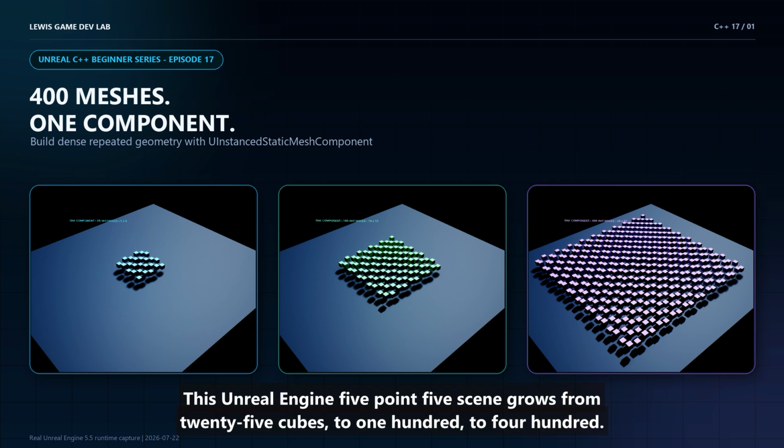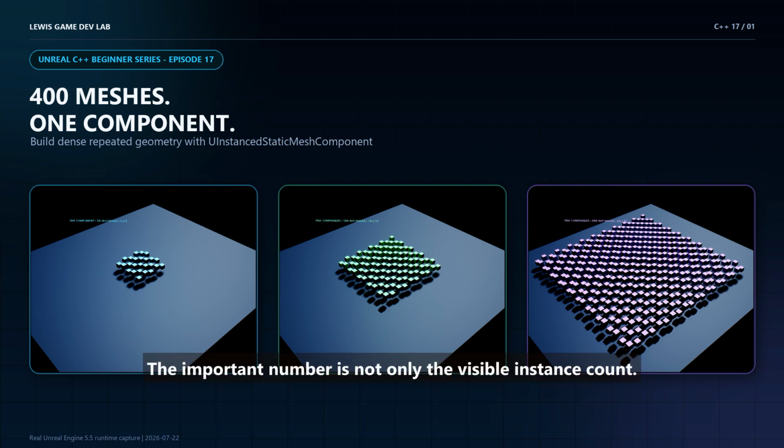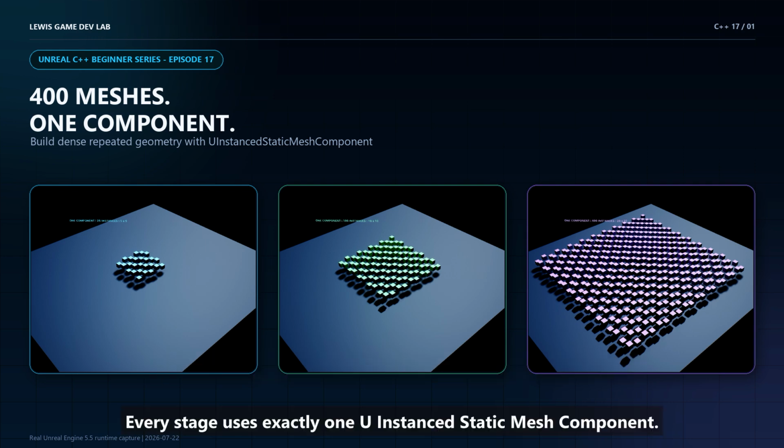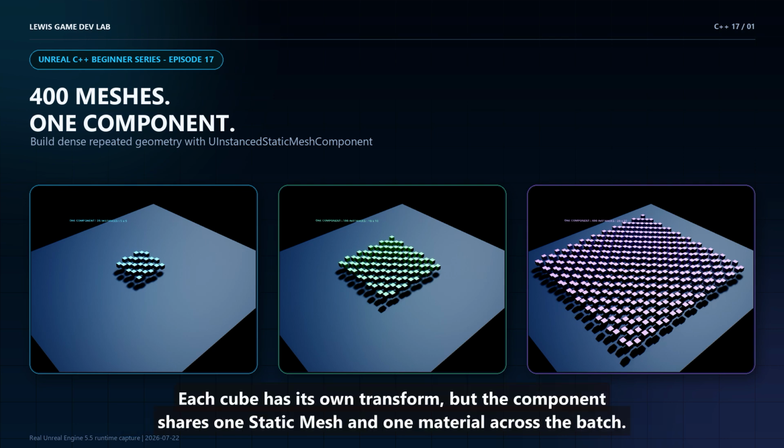This Unreal Engine 5.5 scene grows from 25 cubes to 100 to 400. The important number is not only the visible instance count. Every stage uses exactly one UInstancedStaticMeshComponent. Each cube has its own transform, but the component shares one static mesh and one material across the batch.